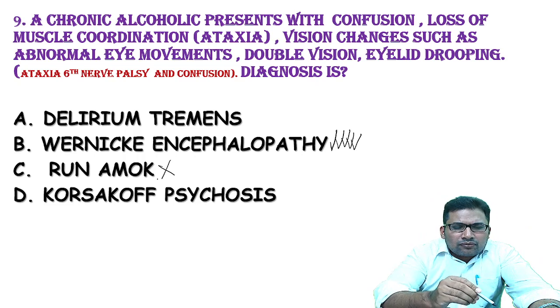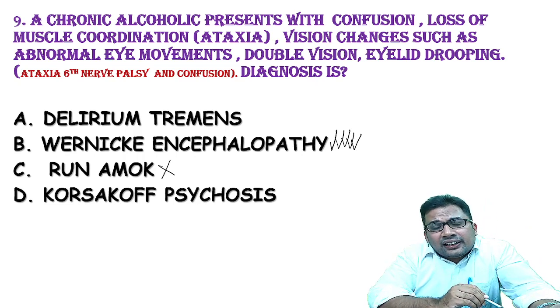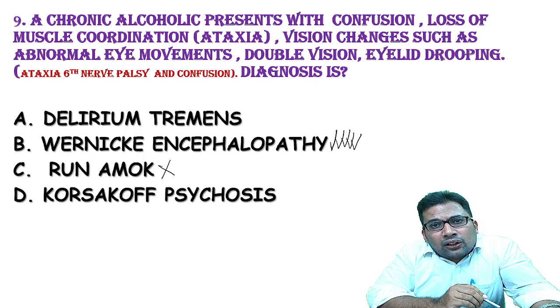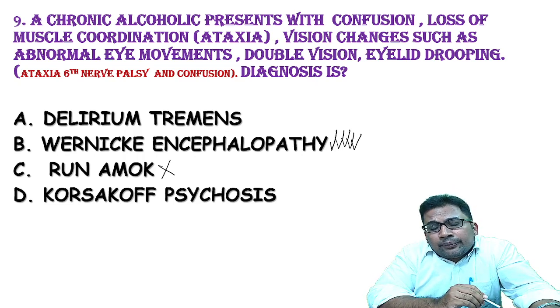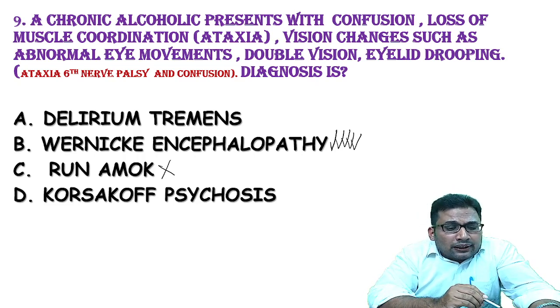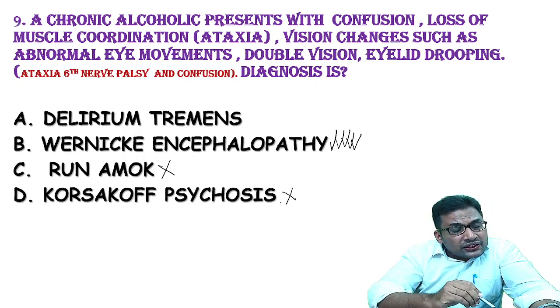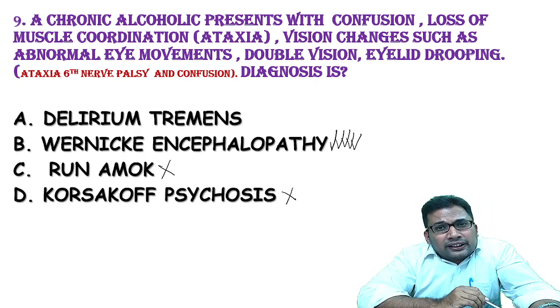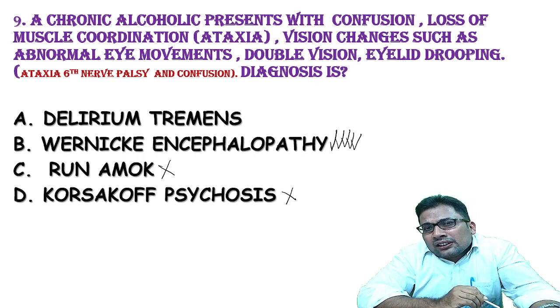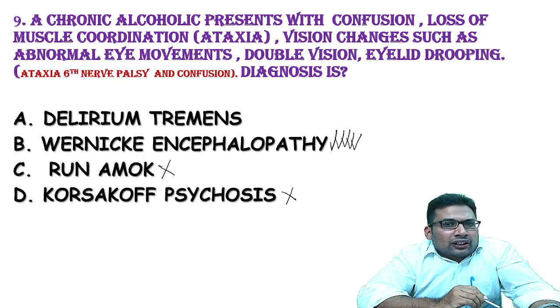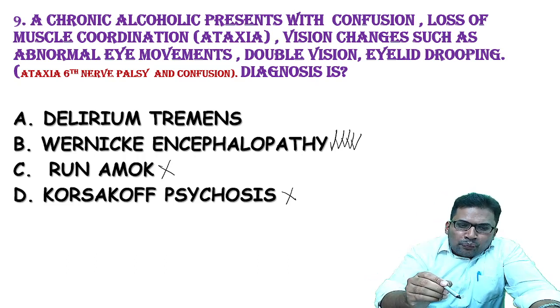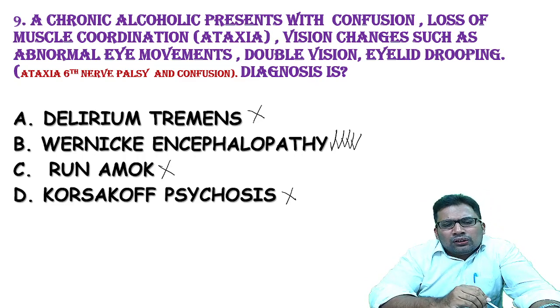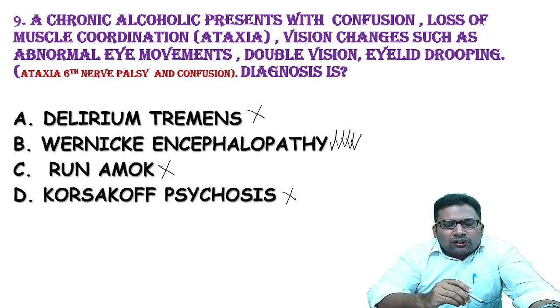Run amok, no. Where is run amok seen? Run amok is seen in chronic cannabis poisoning. It is a type of impulse disorder, impulse of killing people. Korsakoff psychosis. Yes, Korsakoff psychosis and Wernicke encephalopathy are seen in alcoholism because of vitamin B1 deficiency. But here the clinical features go in favor of Wernicke. Korsakoff psychosis presents with psychosis and confabulation. Okay, approximate answers. Delirium tremens, no. So the answer for this question is Wernicke encephalopathy.